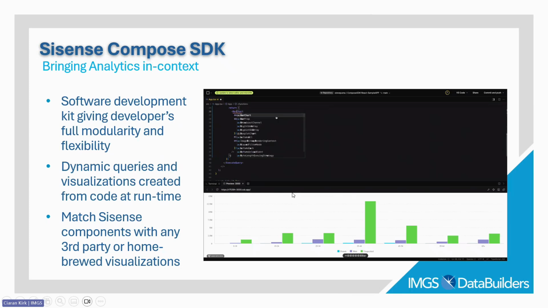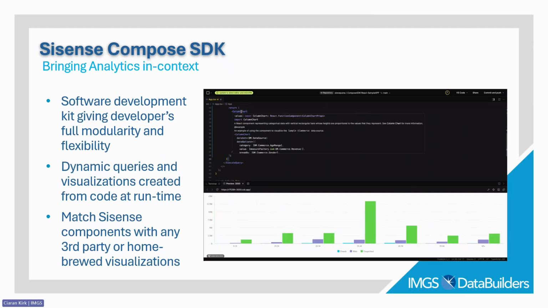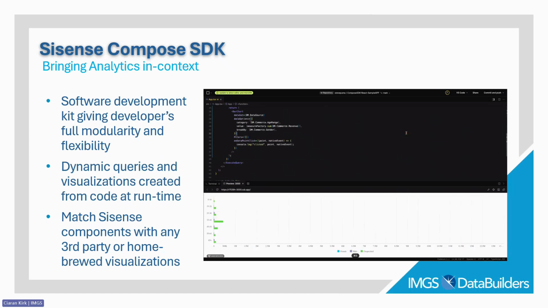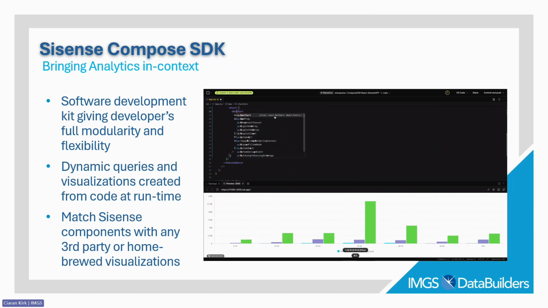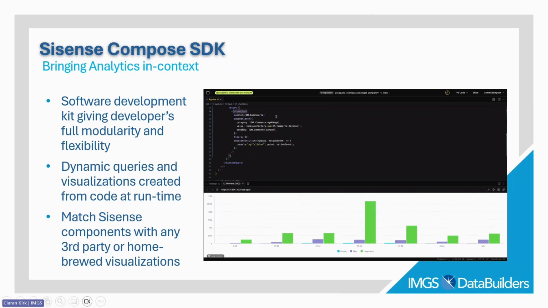Software development giving the developers full modularity and flexibility. So what this means, if you want to be a pro coder, if your developers just say we want to be writing our application completely from scratch, well, they have this option with these nice libraries that are built. It means that dynamic queries and visualizations can be done in code at runtime, and you can also match Sisense components with any third-party or home-brewed visualizations to get the best of both worlds and build out your application. So Compose is really bringing that pro code experience to Sisense.